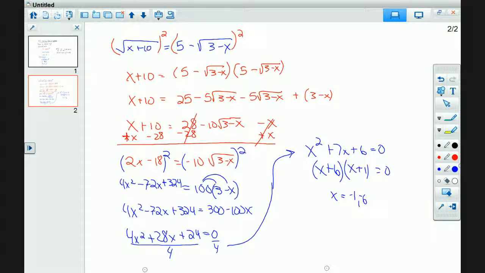Sorry, distributed. Now I move 300 over here. Get a point more and add 100x to get 28. Then we divide by 4 to get rid of the common factor. Make it nice and pretty.